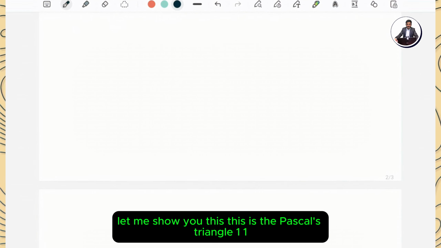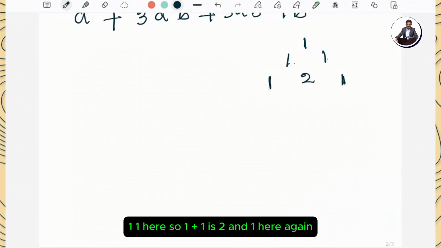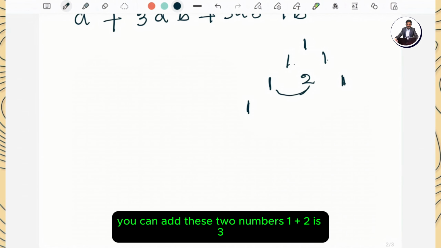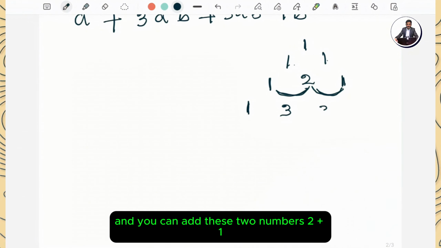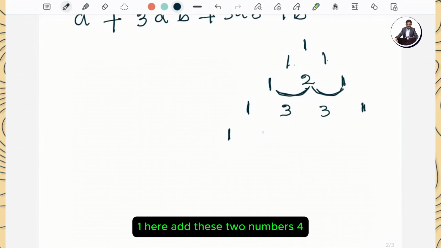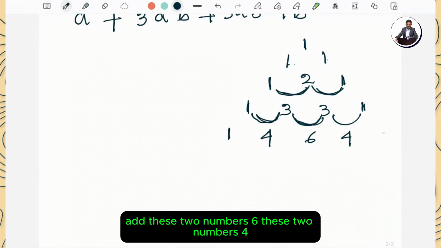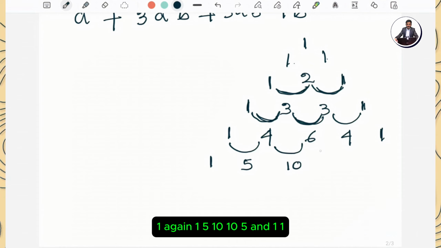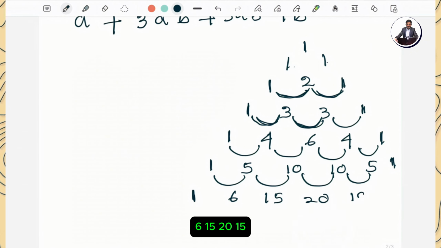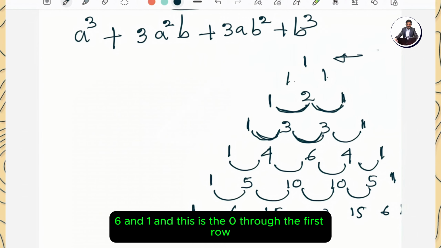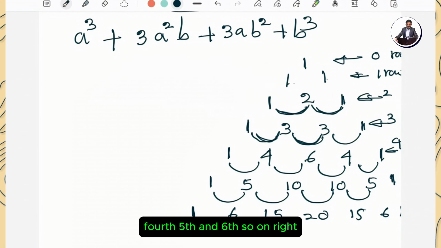This is the Pascal triangle. 1, 1, 1, 1 here. So 1 plus 1 is 2, and 1 here again. Again, you can add these two numbers: 1 plus 2 is 3, and you can add these two numbers, 2 plus 1, 3, and then write 1 here. 1 here, add these two numbers, 4, add these two numbers, 6, these two numbers, 4, and 1. Again 1, 5, 10, 10, 5, and 1. Then 1, 6, 15, 20, 15, 6, and 1. And this is the 0th row, the first row, second row, third row, fourth, fifth, sixth, and so on, right?